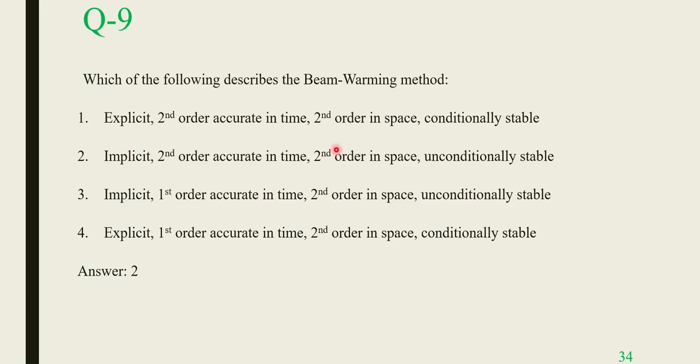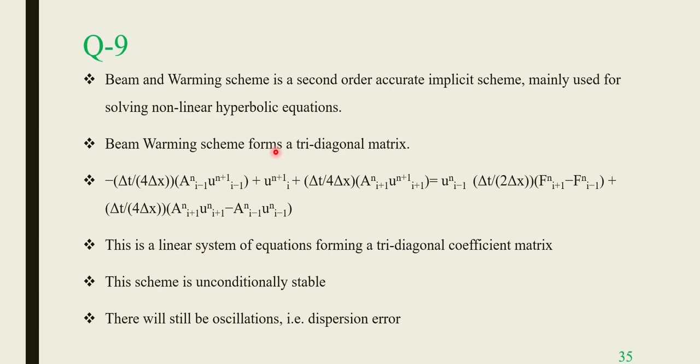It is not conditionally stable, whereas it is an unconditionally stable method. So the answer to this is option 2: implicit, second order accurate in time, second order accurate in space, with unconditional stability. The beam warming scheme is a second order accurate implicit scheme mainly used for solving nonlinear hyperbolic equations. Beam warming scheme forms a tridiagonal matrix.